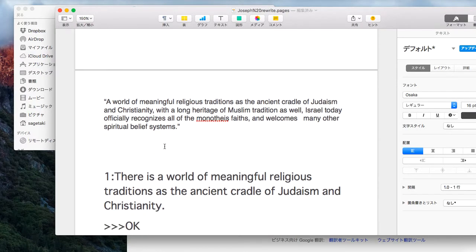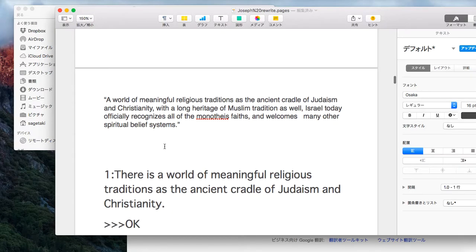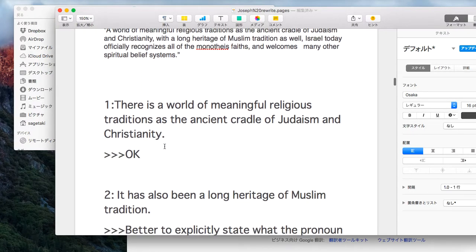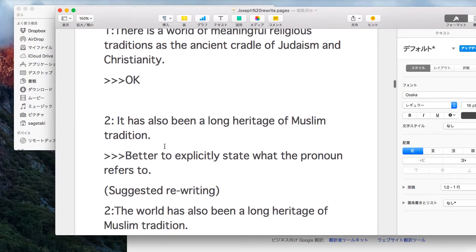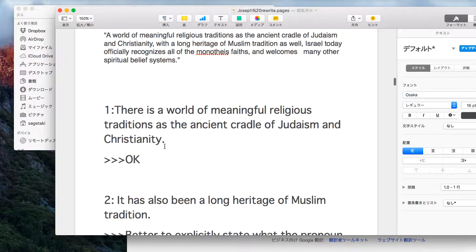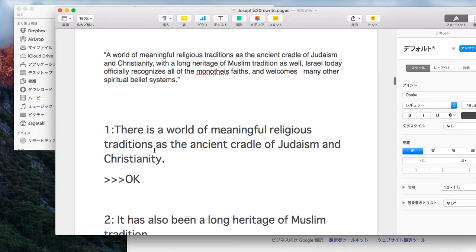That says, a world of meaningful religious traditions as the ancient cradle of Judaism and Christianity, comma, with a long heritage of Muslim tradition as well. Israel today officially recognizes all of the monotheistic faiths and welcomes many other spiritual beliefs. So this rewriter has chopped this phrase into probably two parts. I guess it is. Okay, here it goes.